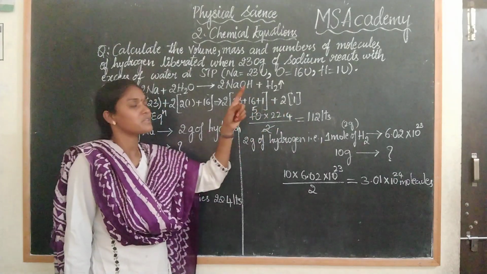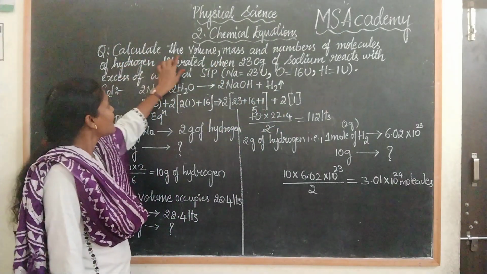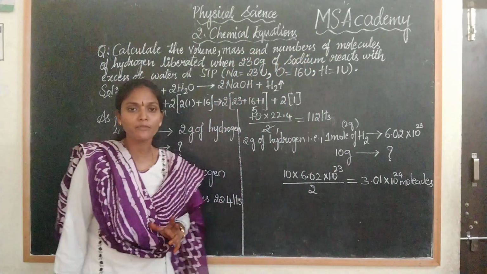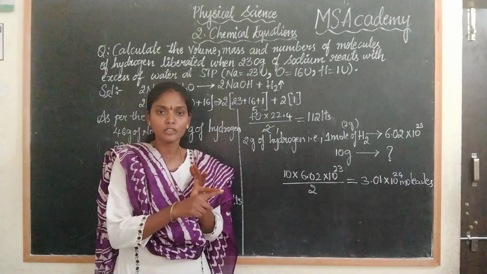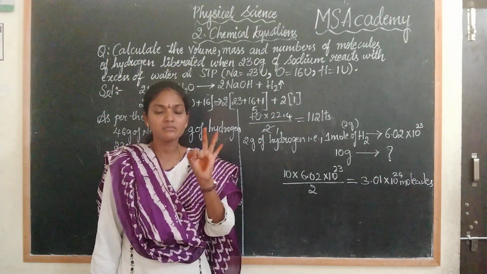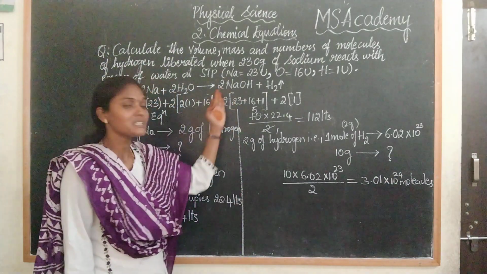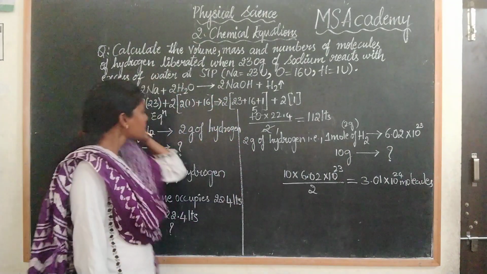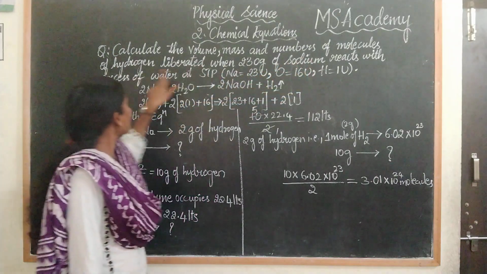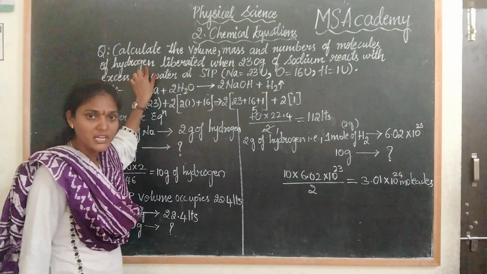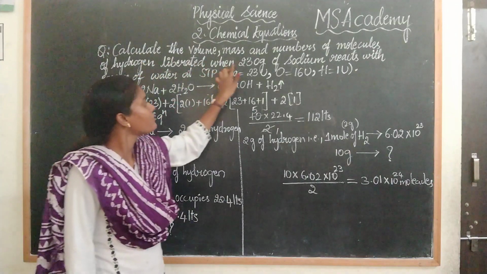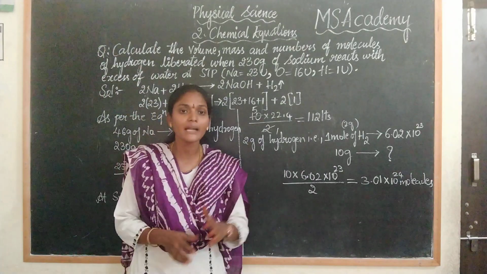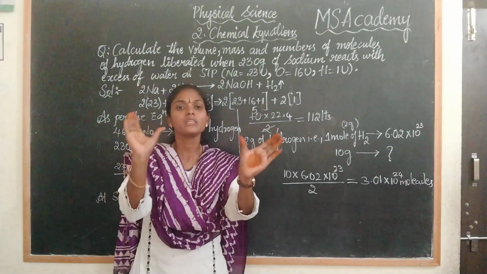Now let us read the question once again. Calculate the volume, mass and number of molecules. These three terms we have to calculate for this equation which is done at STP. Of what do you have to calculate? Hydrogen liberated when 230 grams of sodium reacts. From the question it is very clear that he is comparing sodium with hydrogen.